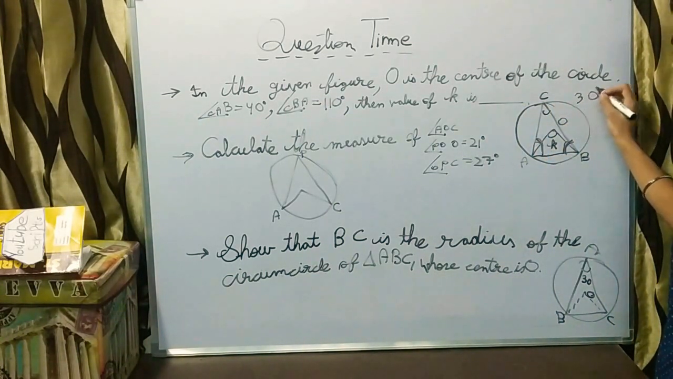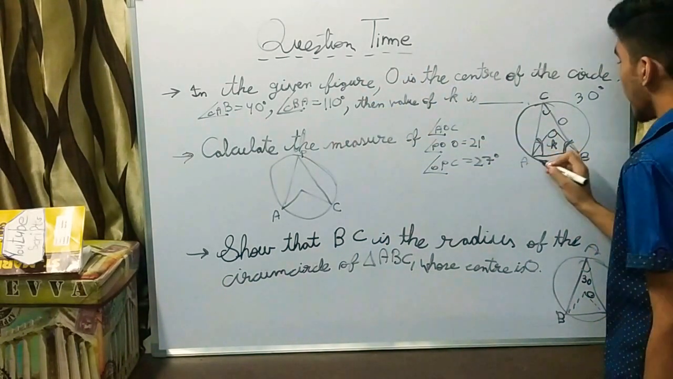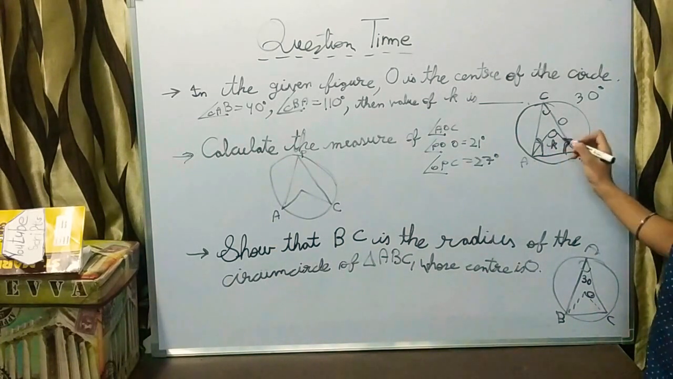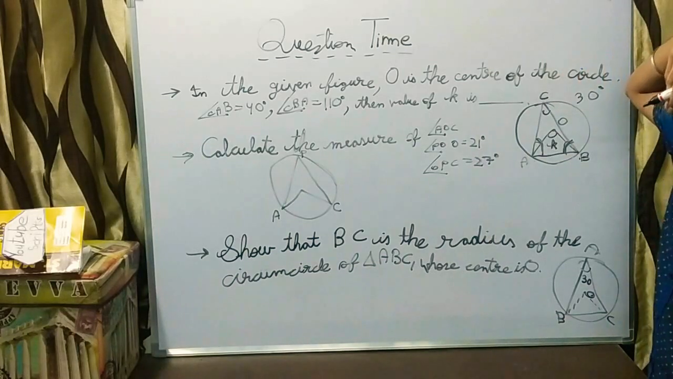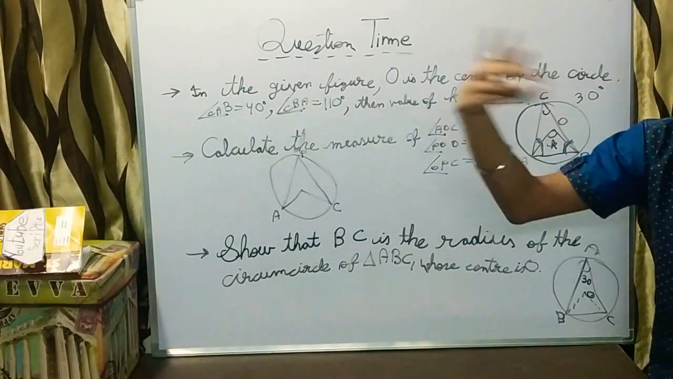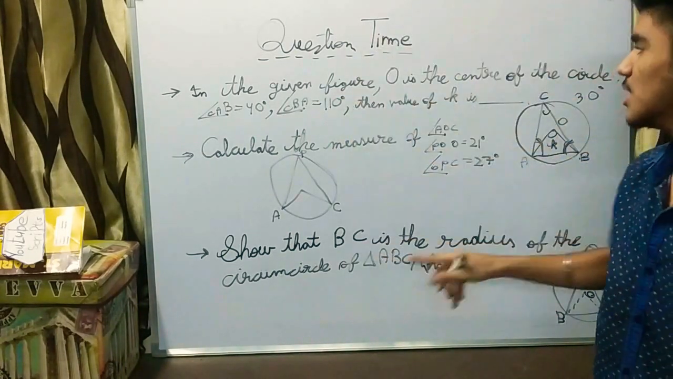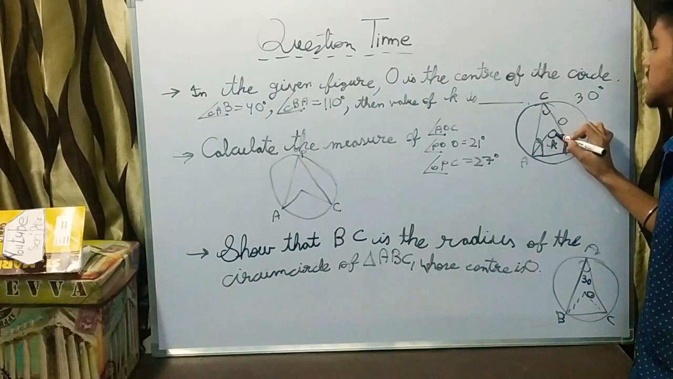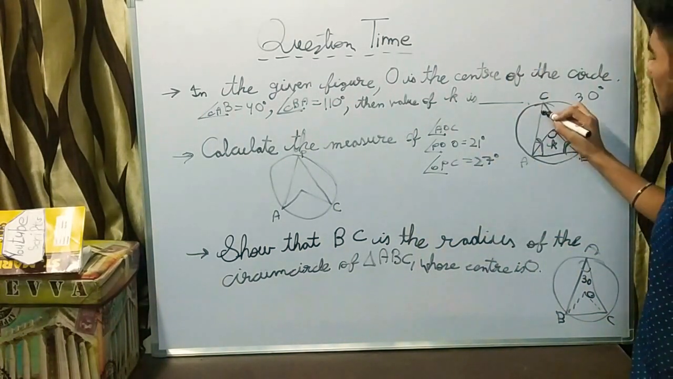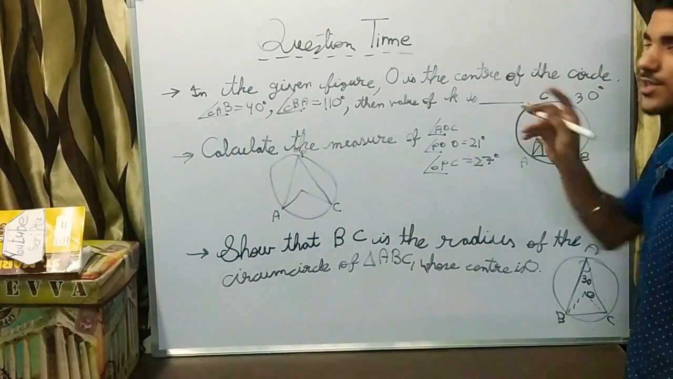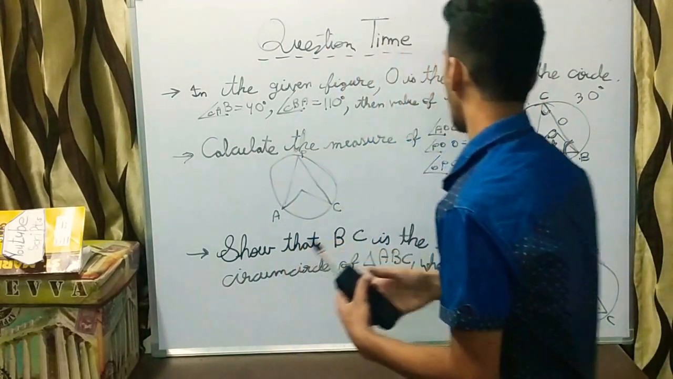And we have studied in this theorem that if the same arc subtends an angle at the center as well as on any other part of the circle, then the angle subtended at the center is double of the other subtended angle. So if this angle is 30 degrees, this angle would be equal to 60 degrees, and this is your k. So the answer is well defined.